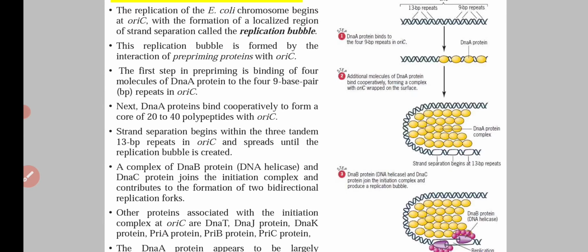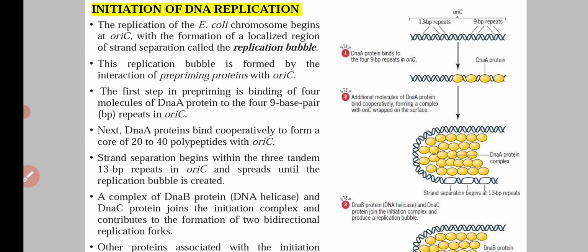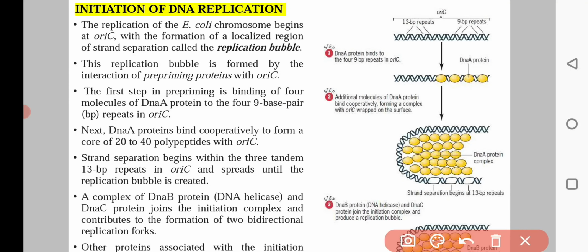So now we will discuss what actually happens during DNA replication in prokaryotes, means when the replication bubble forms, what are the different steps that occur in prokaryotes. So first of all, initiation of DNA replication. DNA replication is initiated at the origin of replication. In our last video we discussed the detailed structure of this origin of replication.